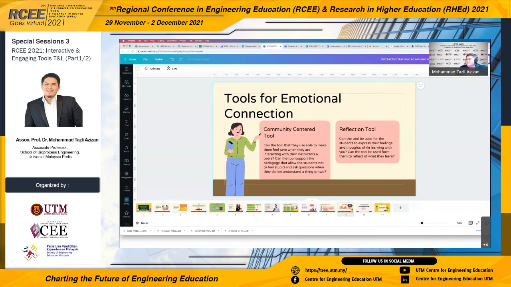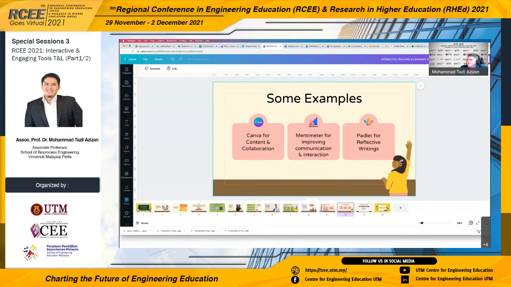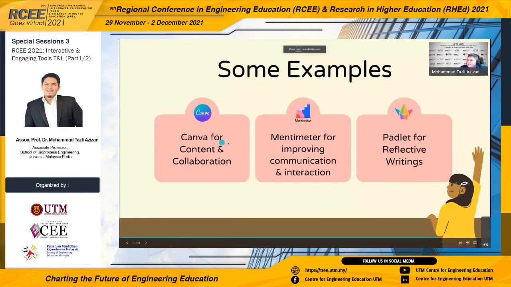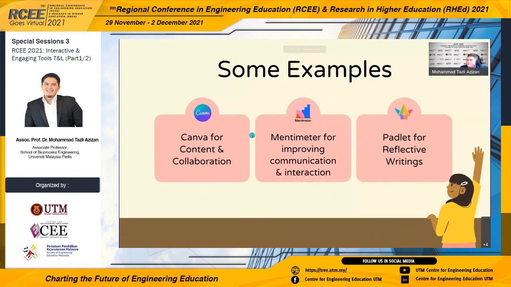Okay, so some examples in terms of the tools that I use: Canva for content and collaboration. I use Mentimeter so that I can improve communication as well as interaction among themselves. And then finally, I use Padlet for my reflective writings.